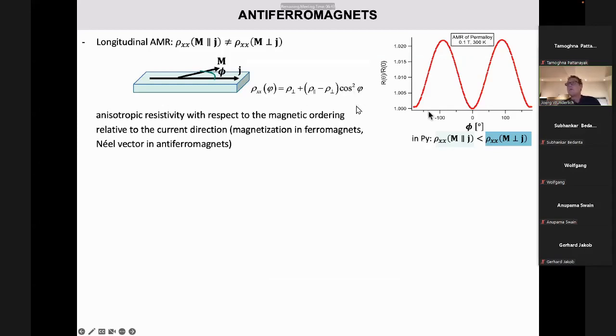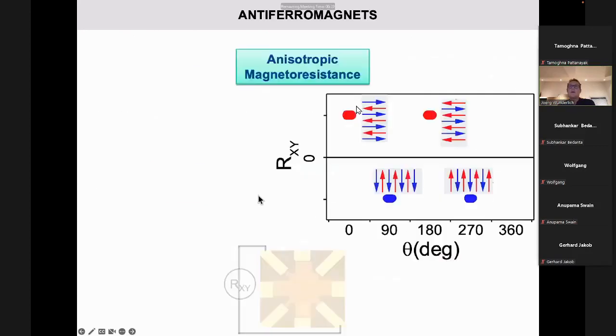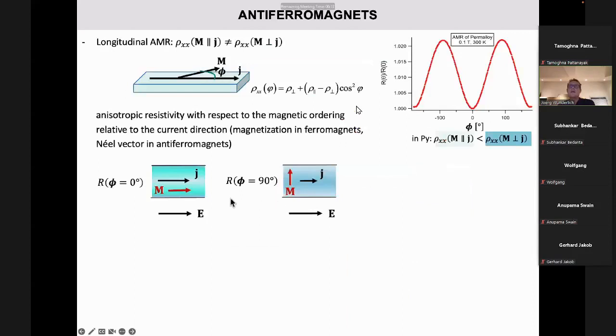Like in permalloy, these are measured data from permalloy, and you see the effect is only 2%, so it's small. But as you can also see, there is a difference between the resistance if the magnetization is parallel to the current, or if the magnetization is perpendicular to the current. Well, if you consider both cases, in both cases, the electric field and the applied current are parallel.